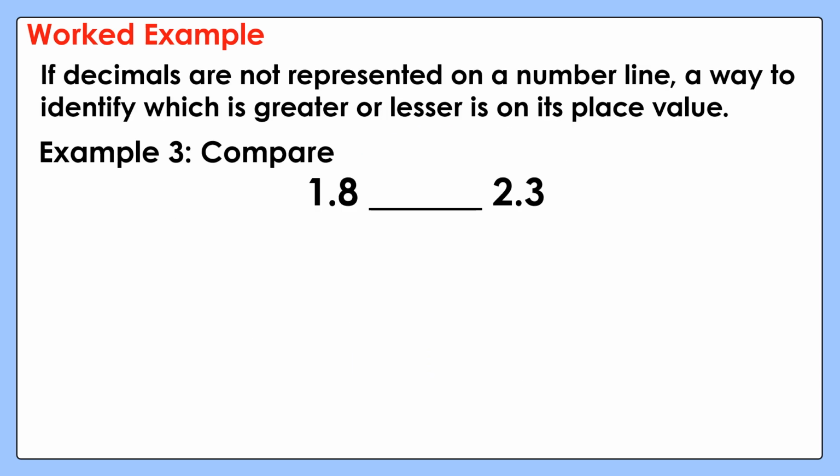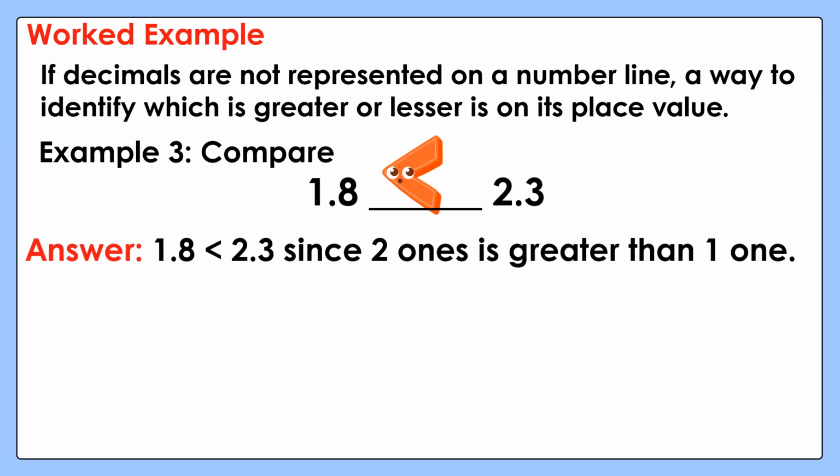If decimals are not represented on a number line, a way to identify which is greater or lesser is based on place value. Example number 3, let's compare. 1.8 is less than 2.3. The answer, 1.8 is less than 2.3 since 2 ones is greater than 1 one.